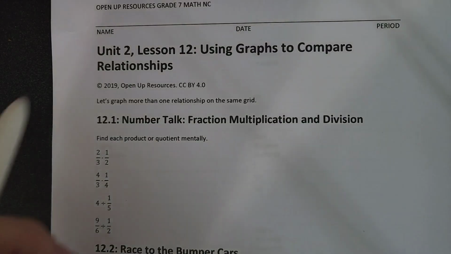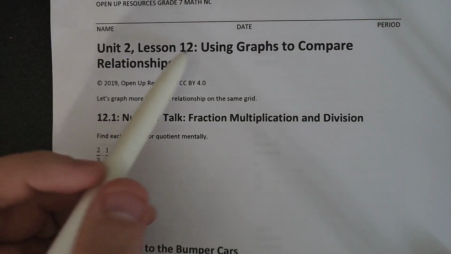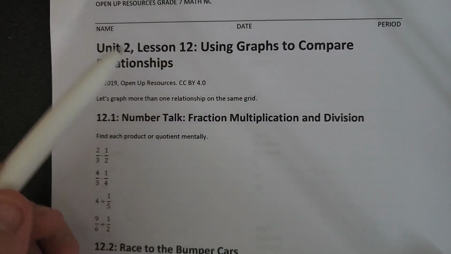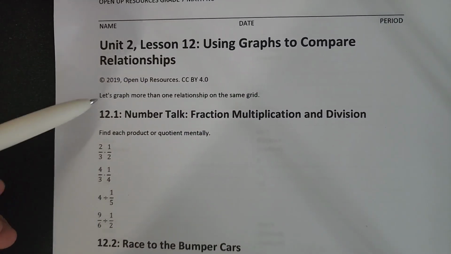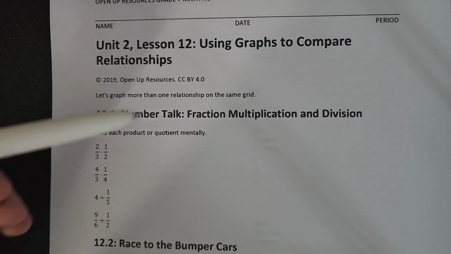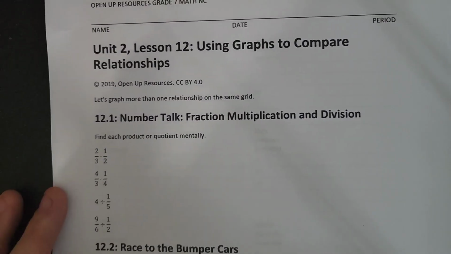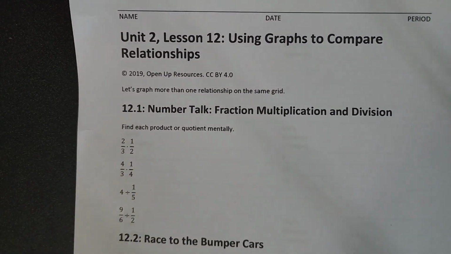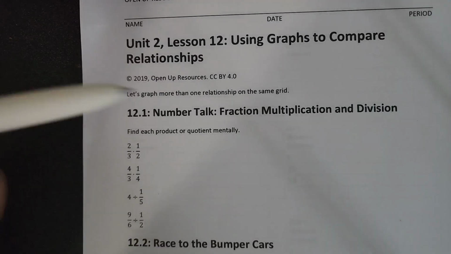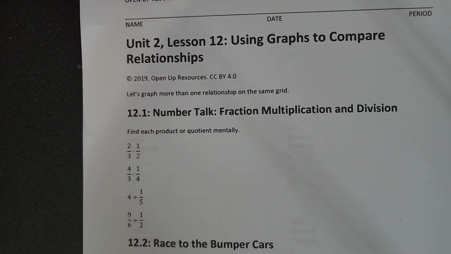here to teach you Unit 2, Lesson 12, using graphs to compare relationships. So, the warm-up is a number talk, using fraction multiplication and division. So, pause the video, find each product or quotient mentally. Go ahead and pause the video.